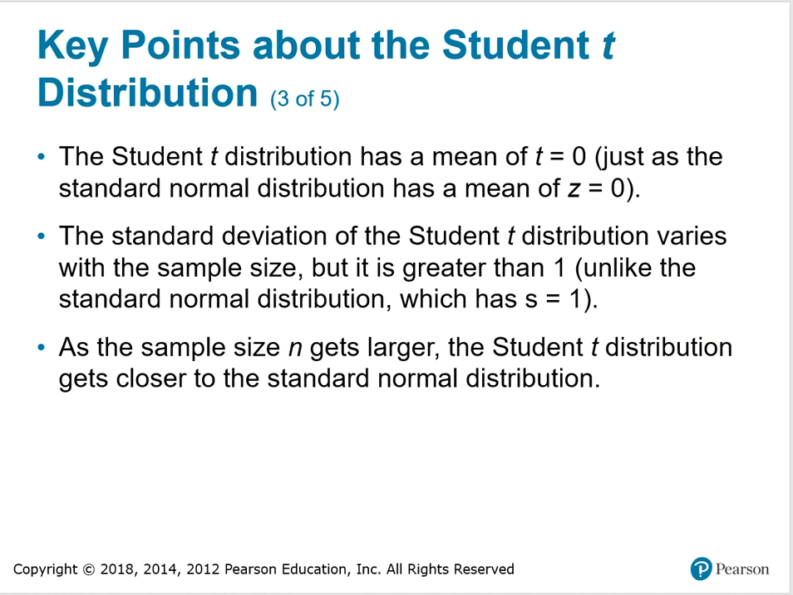Some other information about the student t distribution. The student t distribution has a mean of t equals 0, just as the standard normal distribution has a mean of z equals 0. The standard deviation of the student t distribution varies with the sample size, but it is greater than 1, unlike the standard normal distribution, which has a standard deviation of 1. As the sample size n gets larger, the student t distribution gets closer to the standard normal distribution.